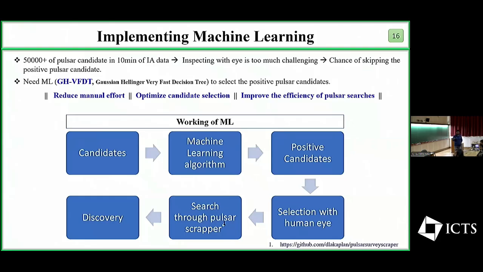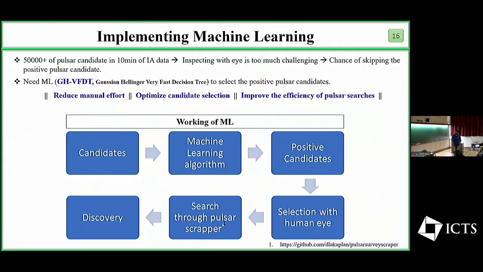Then another thing is that for 10 minutes of observed data, if you search with FFA and FFT, you will end up with around 50,000 plus candidates to look at one by one. Inspecting all the candidates by eye is very challenging, and there is a chance that you will skip positive candidates. That's why we need machine learning like GHBFDT, which will automate the process of candidate selection.